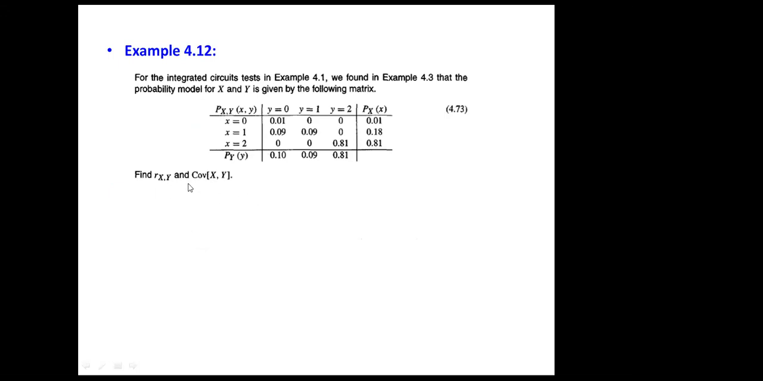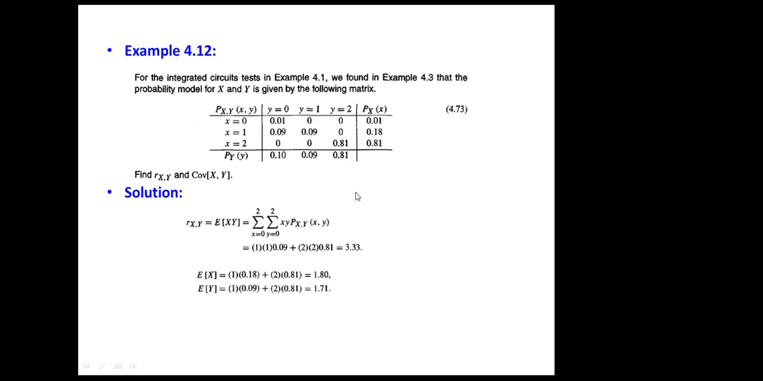the correlation value and the covariance value. In the solution we found the correlation value first by using the expected value of XY, and then we talked about E[X] and E[Y], and we found the covariance of XY, because we know that the covariance of XY is the correlation minus E[X] times E[Y]. Okay, so I think you can remember the last class.